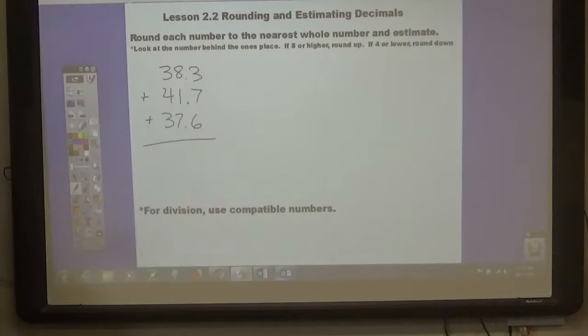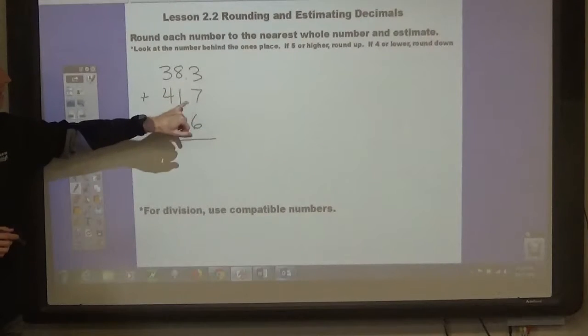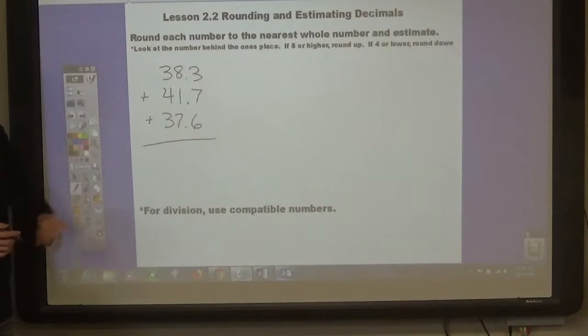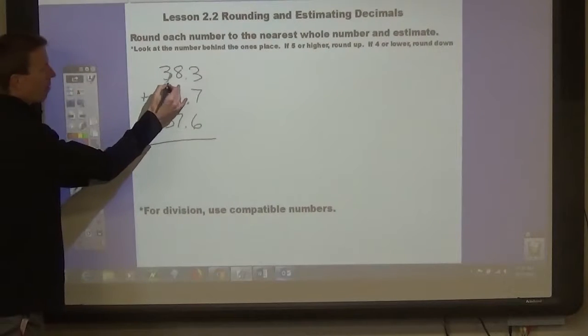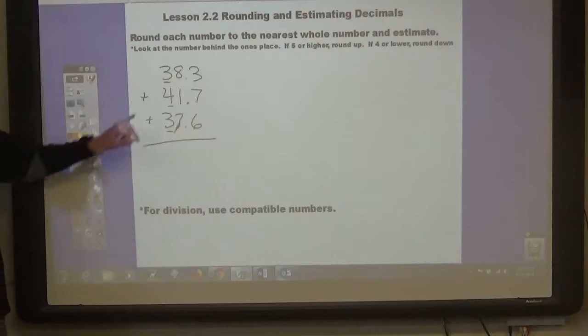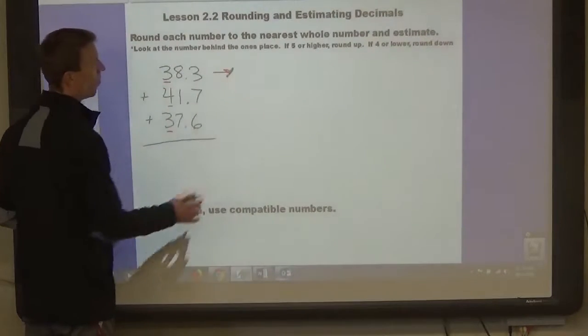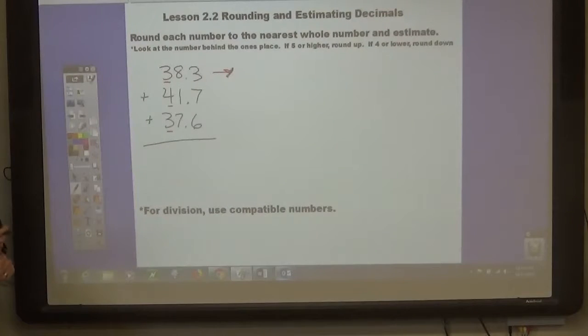So for addition or subtraction with decimals, you should round to the nearest 10 or the nearest whole number. In this case, think about front-end estimation. So round this to the nearest 10.